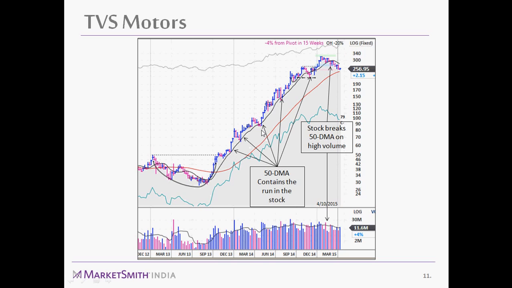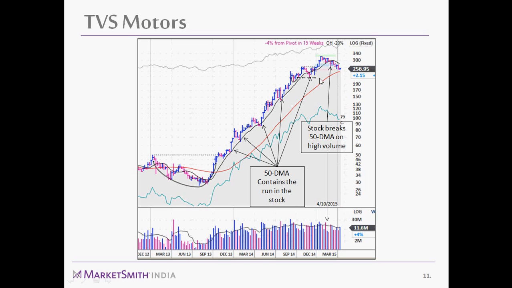If it's not finding support like it did here in 2015, it broke its 50 DMA on heavy volumes and it didn't find support, and that's a sell signal for you much before the 200-day moving average. That's a much earlier sell signal for you. That's giving you a clue that the character of the stock could possibly be changing here, and the stock could possibly be coming under pressure here. It could be signaling that this is the end of the run.